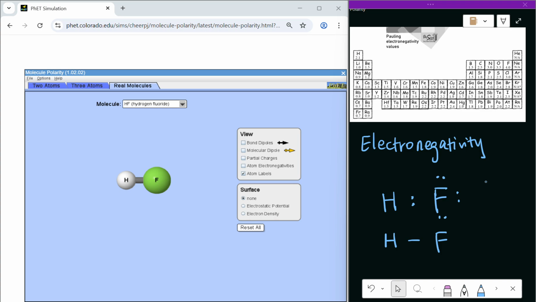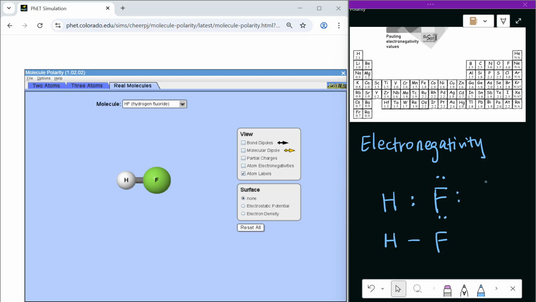In this video, we are going to be discussing polarity of molecules and bonds. And before delving into polarity, we need to understand what is electronegativity. So electronegativity is the unequal attraction for shared electrons in any covalent bonds.